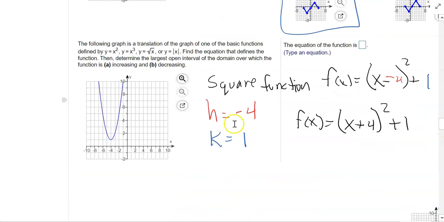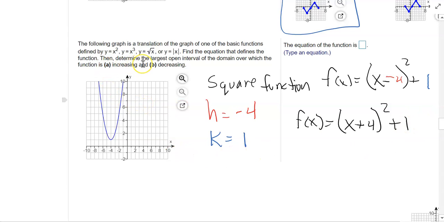In this next one, we are writing this. We see that it is a parabola. Therefore, we are using a square function. We see that our vertex here is at -4, 1, so our h is -4. So when writing this equation, we have x minus -4, which becomes x plus 4. Don't forget your square. And then we're going up 1.